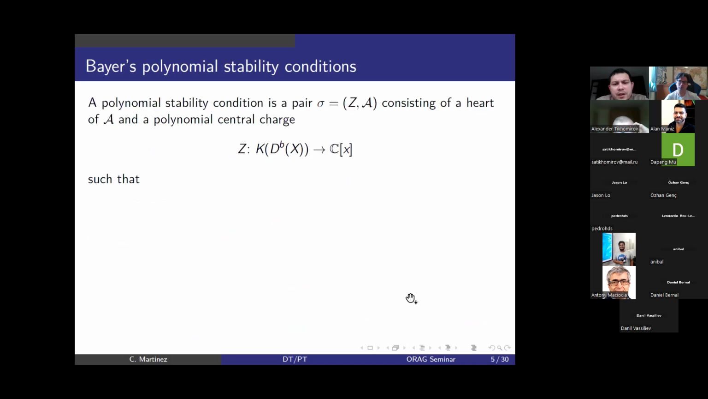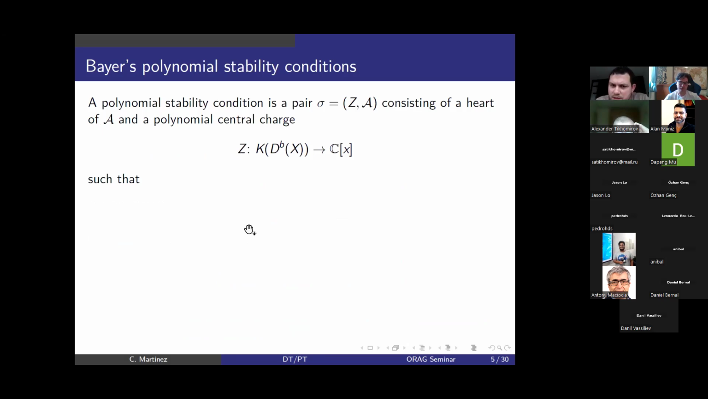relationship, and then let's start with a little bit of Bayer's polynomial stability conditions, because in this realm of polynomial stability conditions, we can have a little bit more general notion of what is a DT stable object or a PT stable object, right? So let's just recall this.